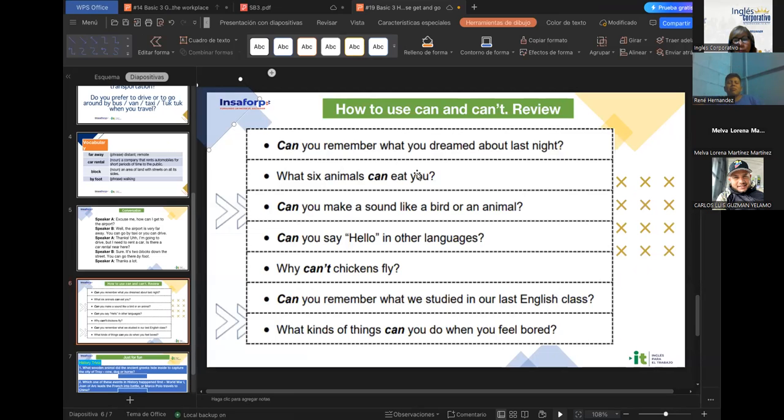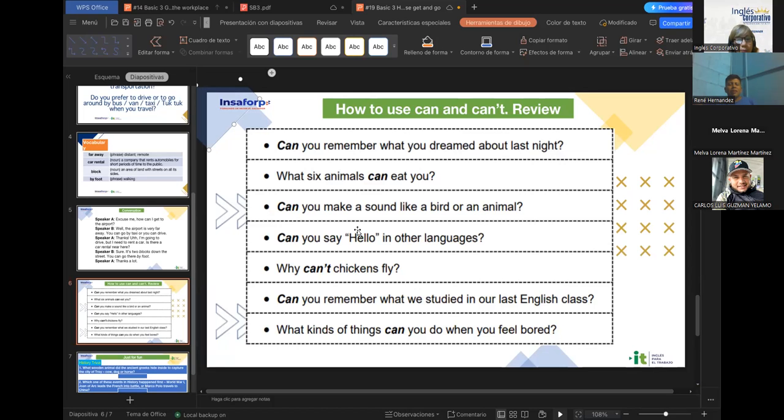Can you remember what you dreamed about last night? No, I can't. What animal can eat you? The animals can eat me, or the lion, or the wolf, or the tiger. Teacher, what do you say, cocodrilos or lagartos? Cocodrilo. Yes, cocodrilo. Thank you, teacher.